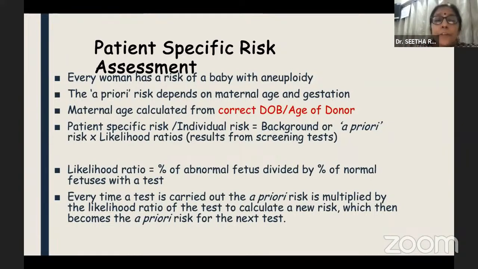And then the markers you use, whether ultrasound markers or biochemical markers, all add to the a priori risk, and you get something like a likelihood ratio. That is, what is the probability of this fetus being abnormal for this particular lady with that particular age, at that gestational age, and with this biochemical marker. So putting all this together, we get a likelihood ratio. That is, what is the probability of this child having a problem.